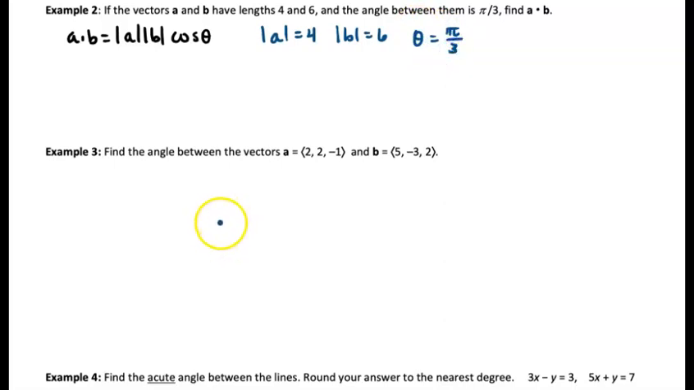Then find the dot product of A and B. Well, we have everything we need to solve this right side of the equation. And so we get the dot product of A and B is equal to 4, the magnitude of A, times 6, the magnitude of B, times the cosine of pi over 3. All right, the cosine of pi over 3 is 1/2, and so the dot product of A and B is 24 times 1/2, which is 12.